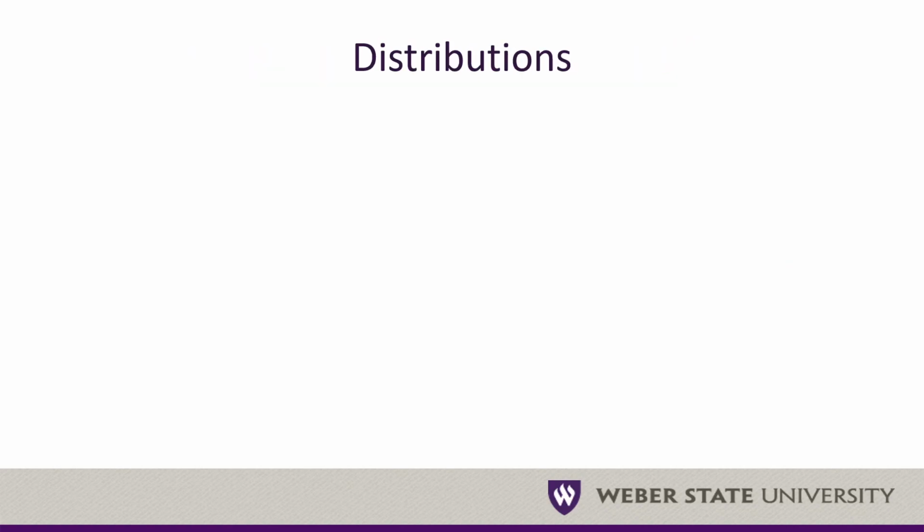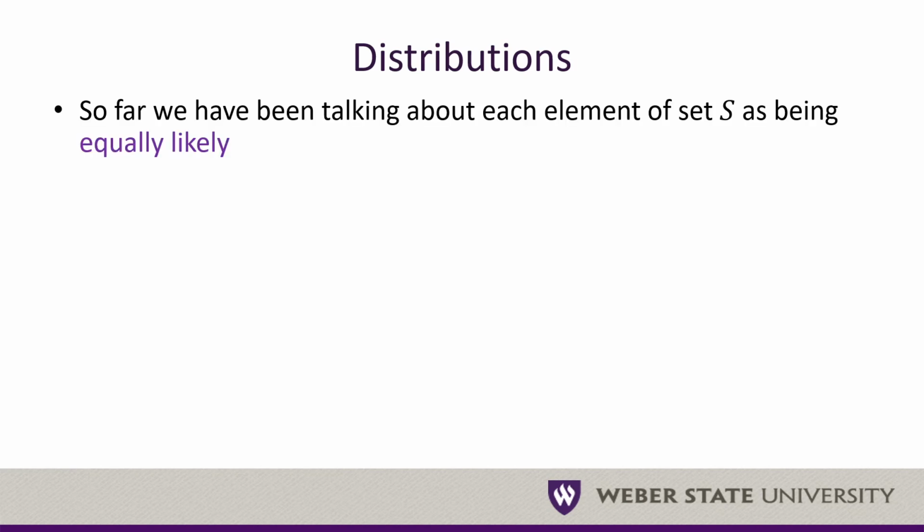So we've talked so far about every element having an equally likely outcome. What's that called? Anybody know? Are you guys required to take a statistics class anymore?